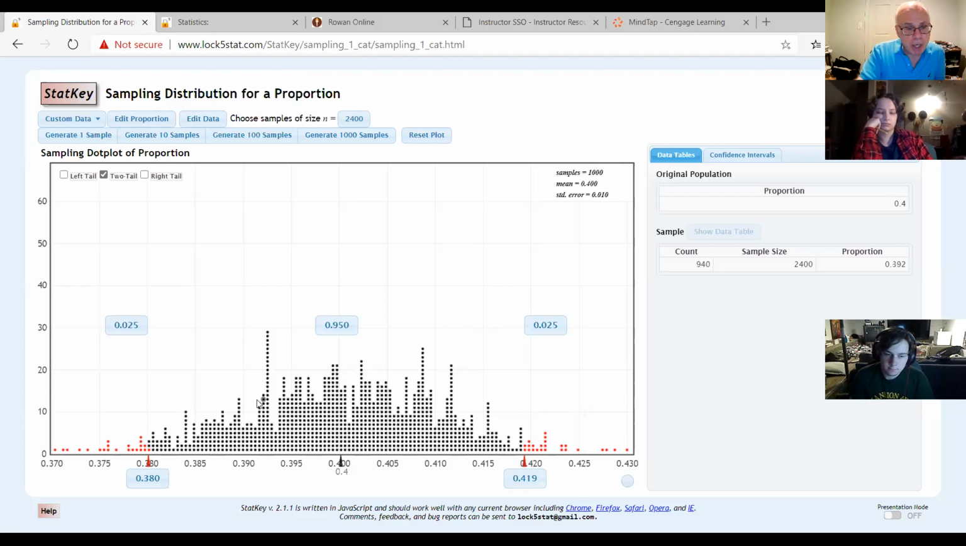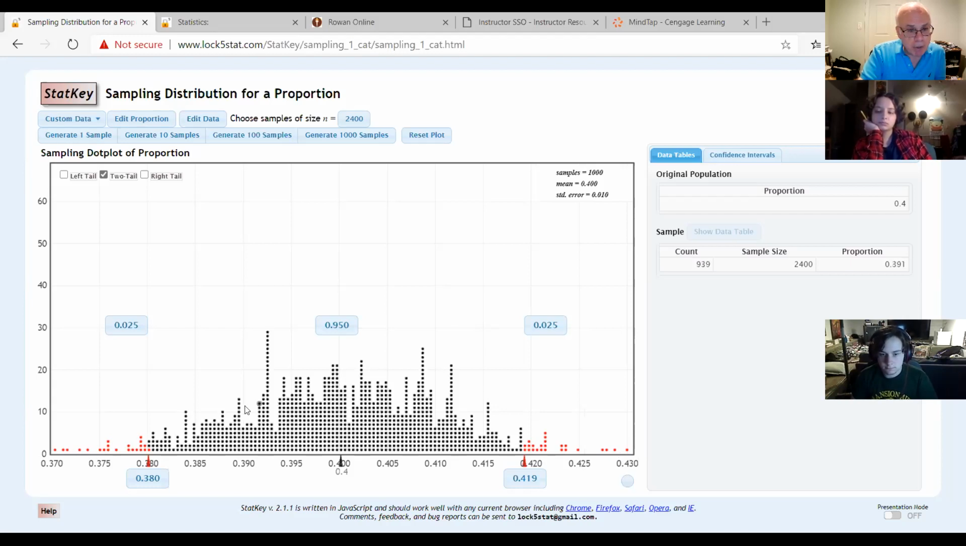I could pick one down here. Let's pick this one here. Count is 925 out of 2,400. That's a proportion of 0.385. That's 38.5%. Any of the ones down here? Here's a red one down here. 894 is the count out of 2,400, 0.373. And one up here, like this one here, is 1,028 divided by 2,400. That's 0.428.